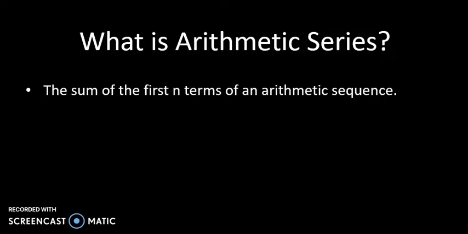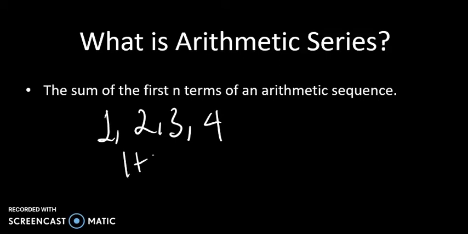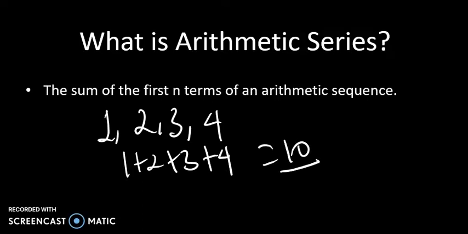So let's say, for example, you have 1, 2, 3, 4. That's the simplest arithmetic sequence we can have. So if you add 1 plus 2 plus 3 plus 4, you get 10. So simply this is an arithmetic series.